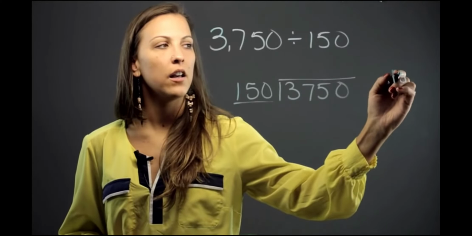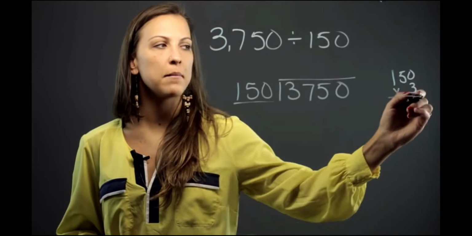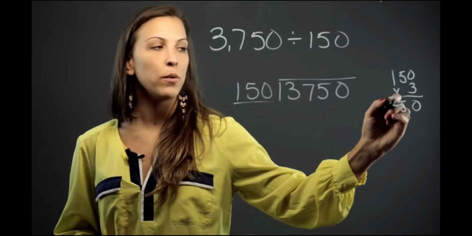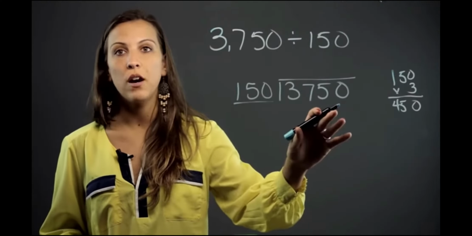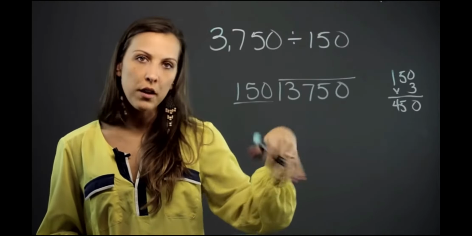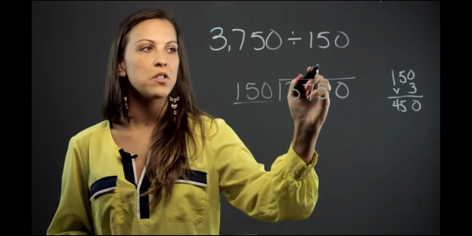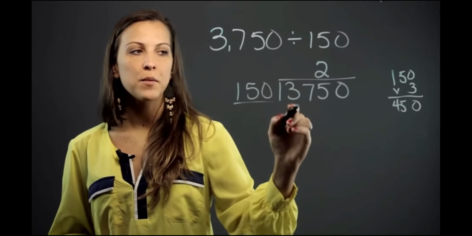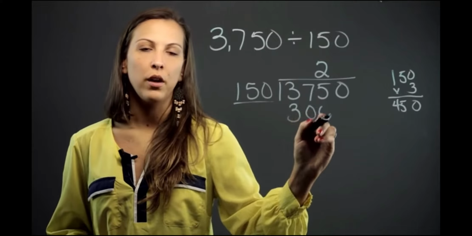So on the side, you would try 150 times 3. And when you do that, you get 450. So you realize that you've gone too far, you've gone over. So the next number down will probably work. So we try 2. And when we do 2 times 150, we get 300.